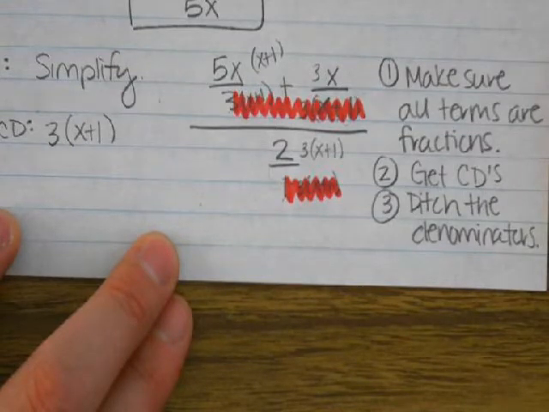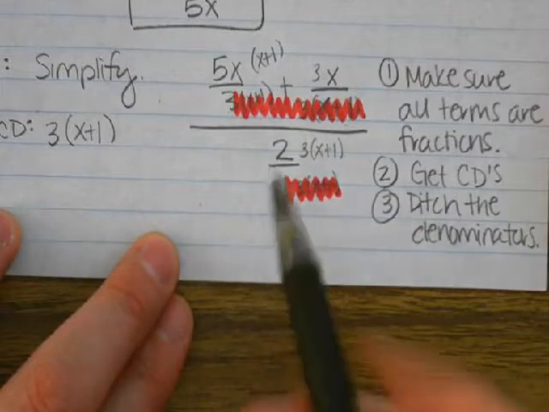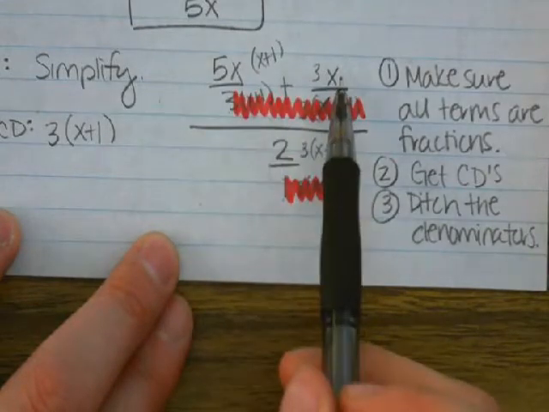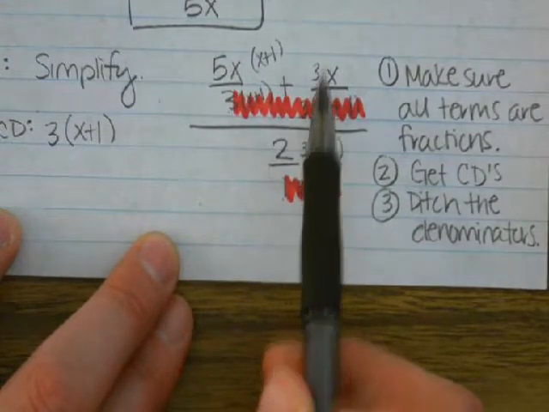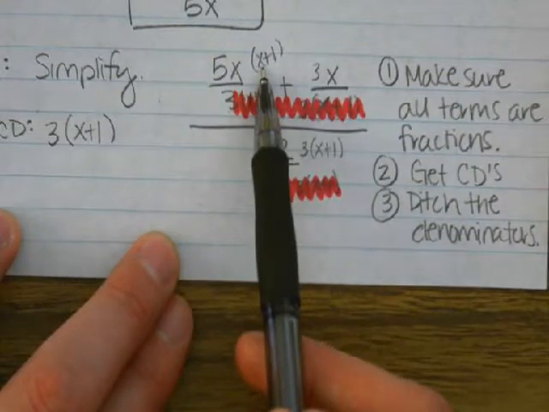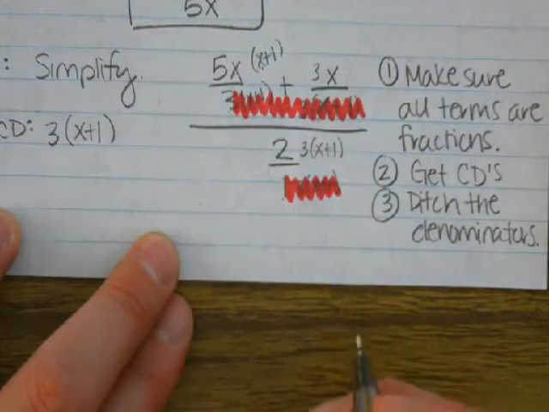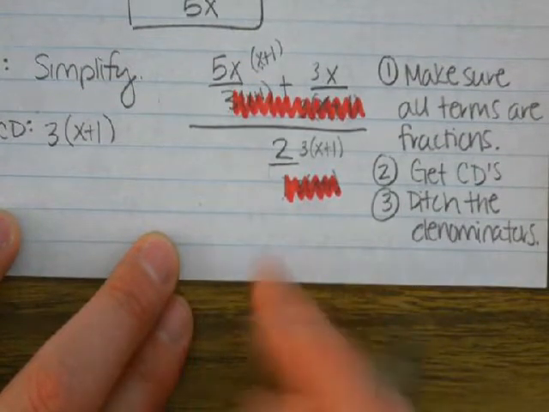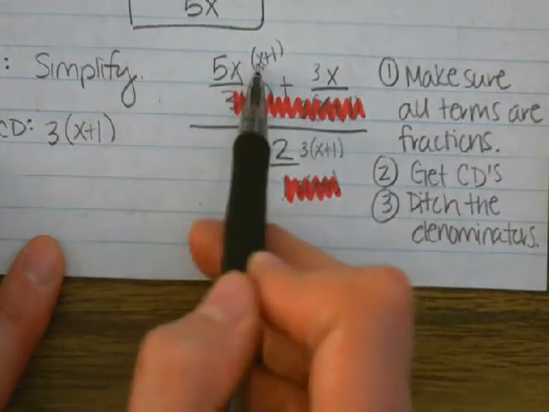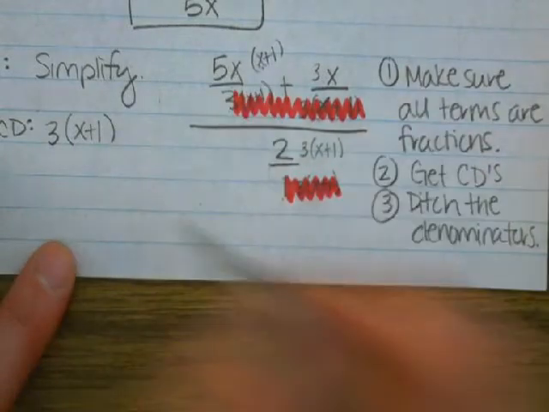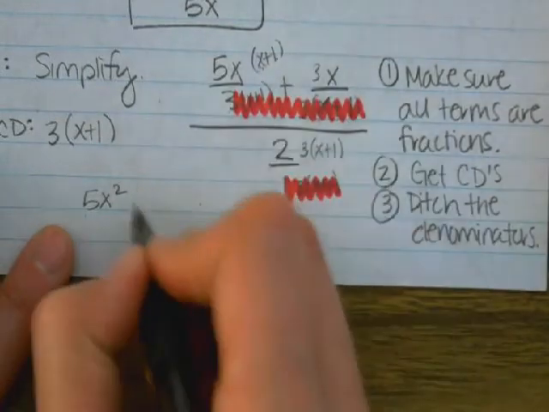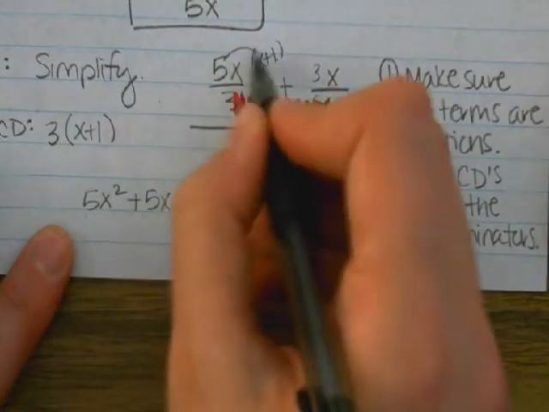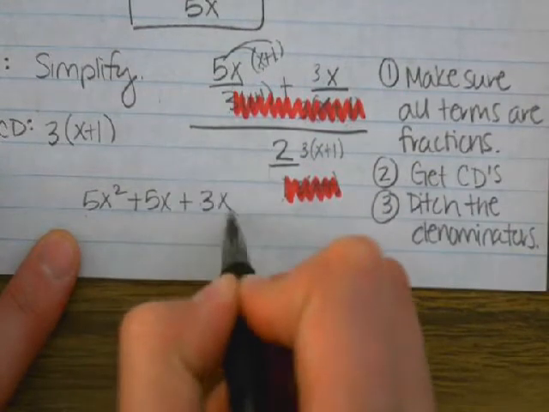So what do we do? Do we say 5x plus 3x is 8x? No. Why not? We have this x plus 1 right here, right? What do I do with the 5x and the x plus 1? Distribute. You got to multiply those. So 5x multiplied by x is 5x squared, plus 5x. So you got to make sure you distribute it. And then plus the 3x over there.